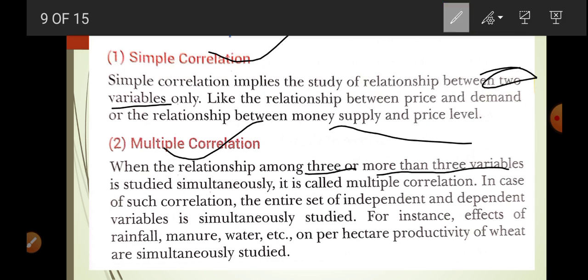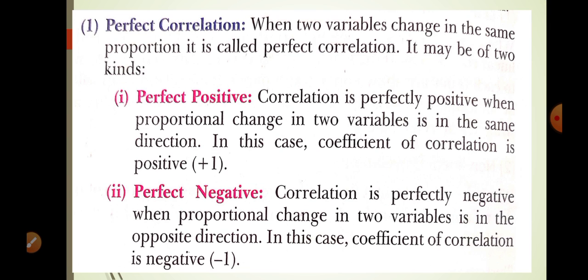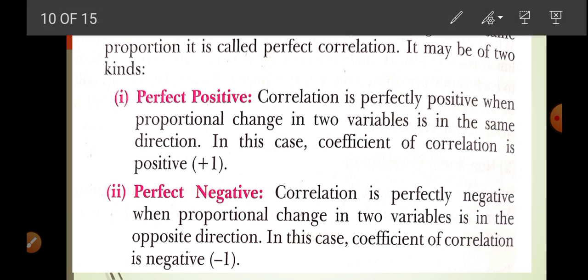Now come to perfect correlation. Here we are going to discuss the degree of correlation. What is perfect correlation? When we find two variables change in the same proportion, then there is perfect correlation.